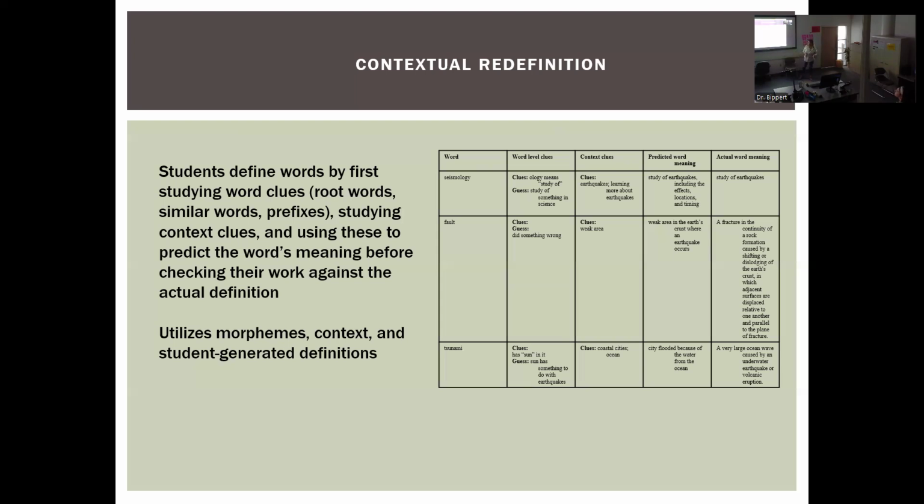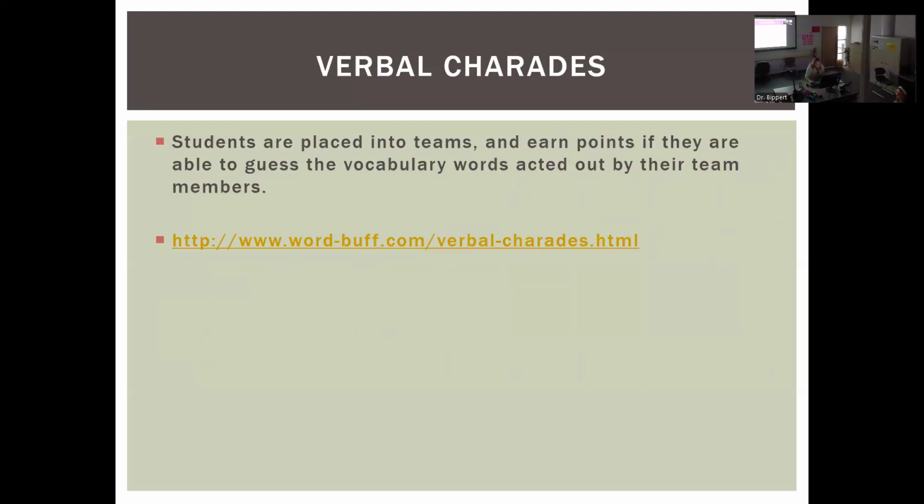So, right. That is contextual redefinition. Verbal charades. Actually, this is fun. Students are placed in teams and earn points if they're able to guess the vocabulary words acted out by their team members. There's really no other way to explain that. This is a good, fun, quick assessment activity to do at the end of the unit of study. And yeah, I don't even know if that link works anymore, but you get the idea.